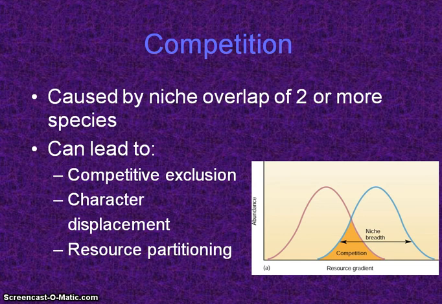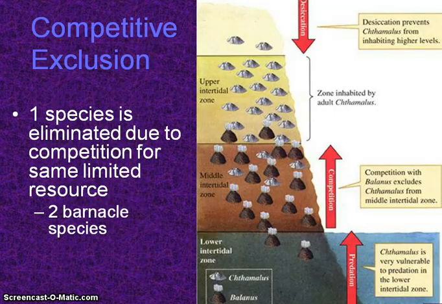Competition is caused when species have a niche overlap. So that can cause one of 3 things happening: competitive exclusion, character displacement, or resource partitioning. Competitive exclusion refers to the elimination of one species due to the competition for that same resource.